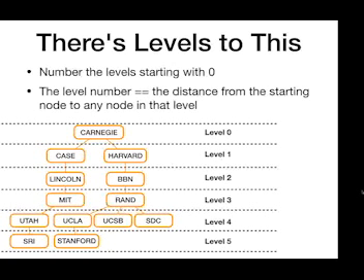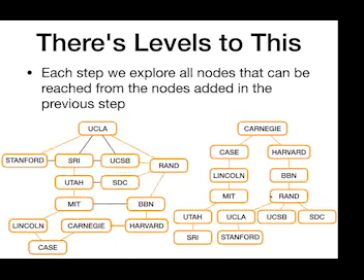And we finally get the payoff here. Whatever level number a node is on, that's its distance from our starting node. So we get exactly the distance just by tracking these level numbers as we go through BFS. And I'll do a quick kind of hand-wavy proof.